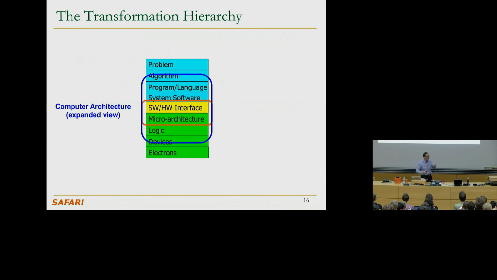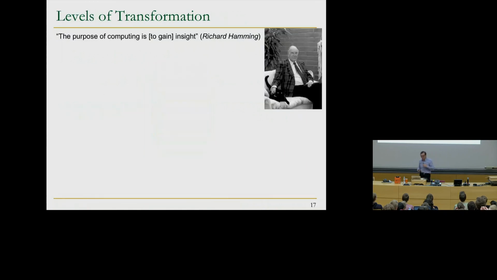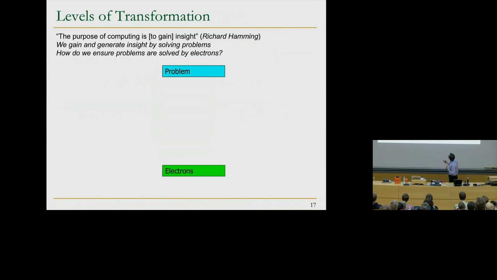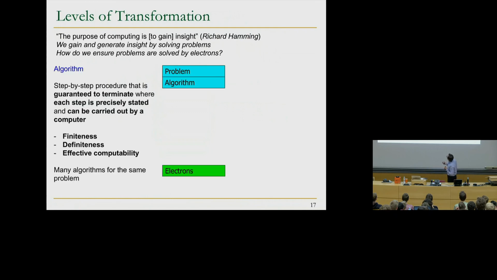Okay, so let's go a little bit more into these levels of transformation. And this is Hamming, if you haven't seen him before, with his cat. And in the end, the purpose of computing is to gain insight, and we gain and generate insight by solving problems. And this transformation hierarchy exists to solve the problems. And let's go into this. So basically, we need to express the problem in terms of an algorithm.